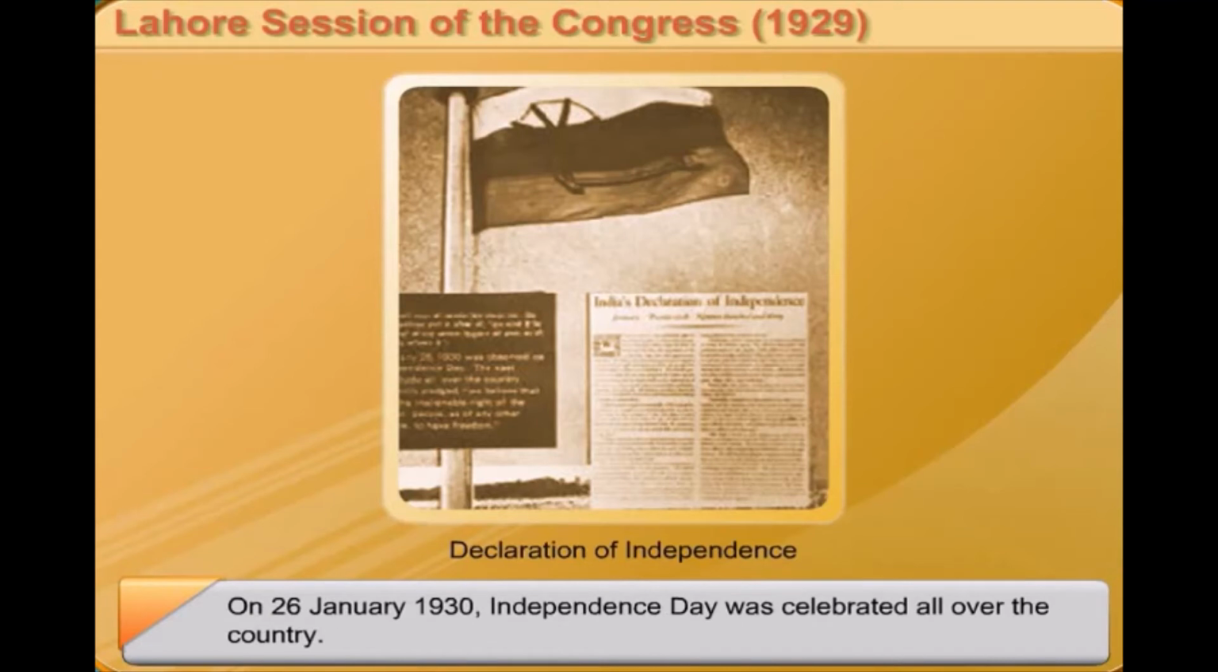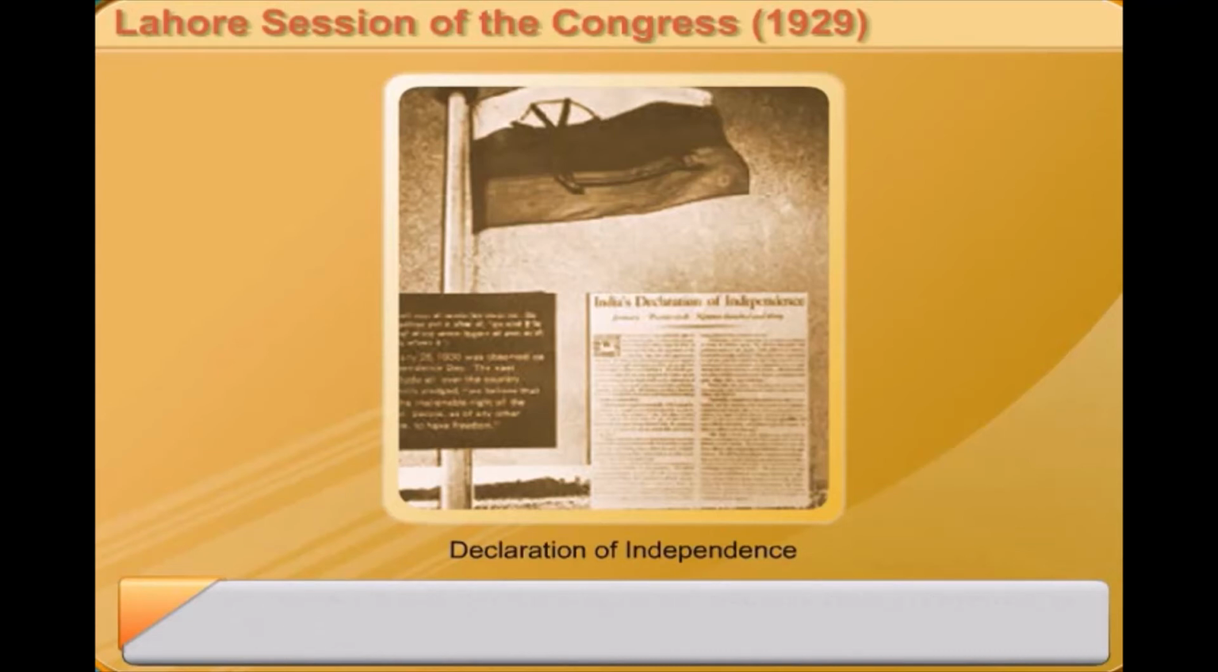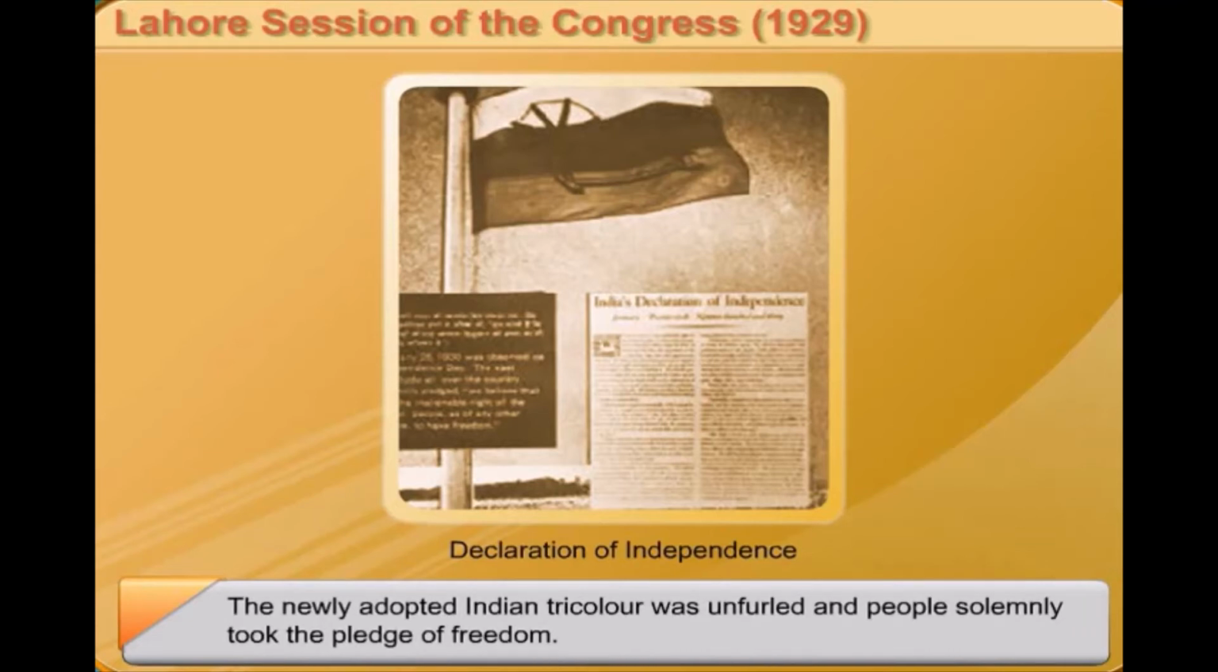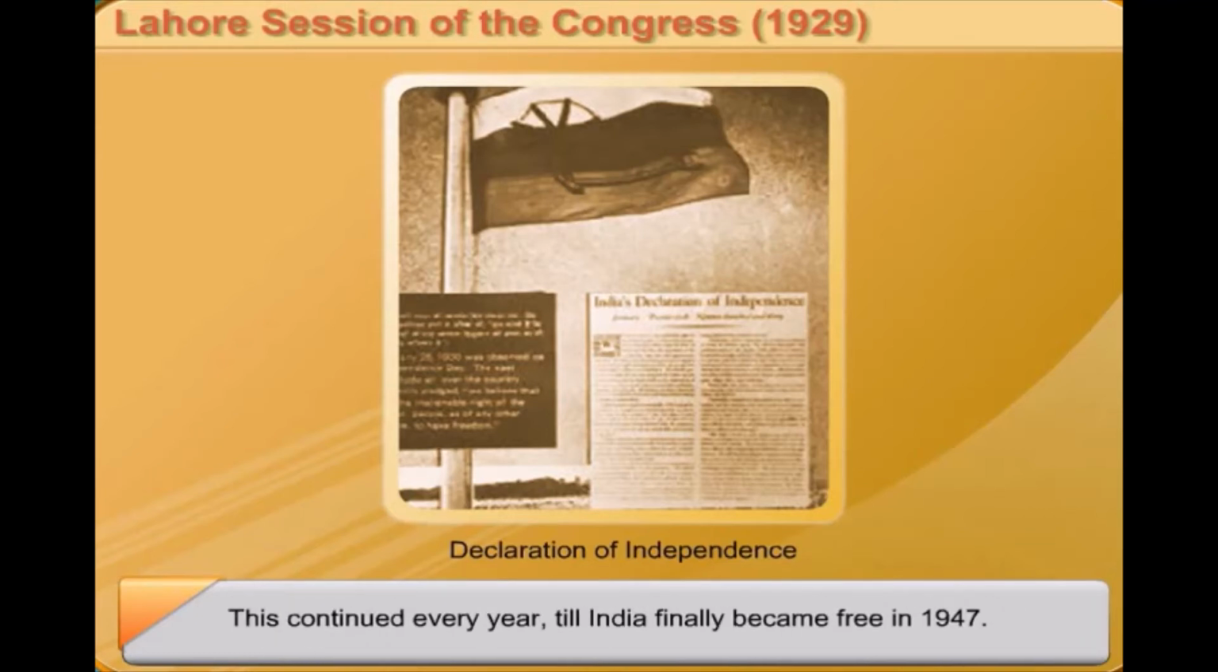On 26 January 1930, Independence Day was celebrated all over the country. The newly adopted Indian tricolour was unfurled and people solemnly took the pledge of freedom. This continued every year till India finally became free in 1947.